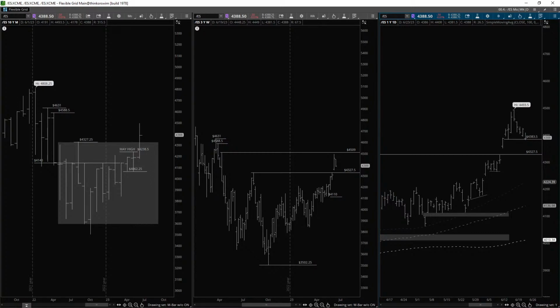For us to see the continuous chart, they just overlap one contract to another. But there's no gap here. There's no gap here in the weekly. And this one is not a gap as well in the daily. Okay, remember that. This is not a gap.